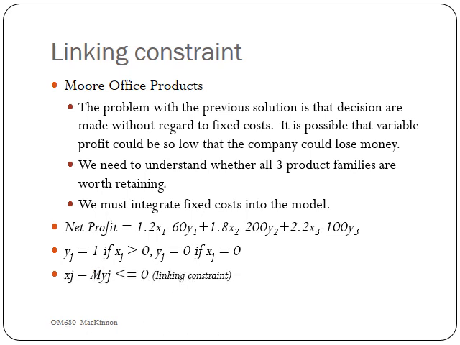So our linking constraint is x sub j minus M y sub j is less than or equal to 0. This is our linking constraint. And M is some arbitrarily large number, something we do not expect x to go past. In this case, since our demands are a ceiling, we could actually substitute the demand value for M here, and that could be our upper bound.